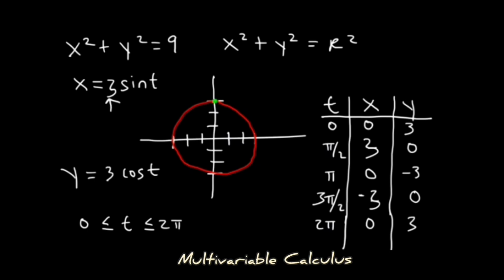So t is equal to 0 at 0, 3. And then pi over 2 occurs at 3, 0, which is here. 0, negative 3 is at pi. 3 pi over 2 is negative 3, 0. And 2 pi is back at 0, 3. So clearly we can see that the arrows should be traveling in a clockwise direction. And so that's it for this problem.